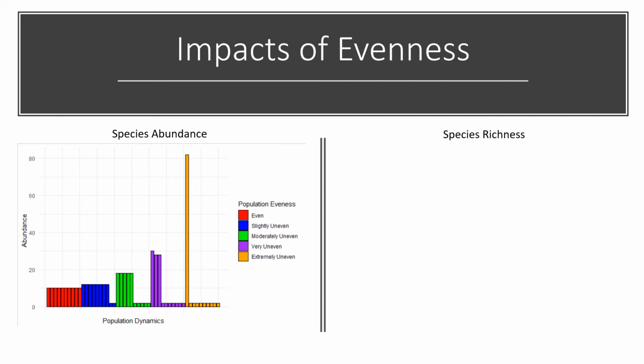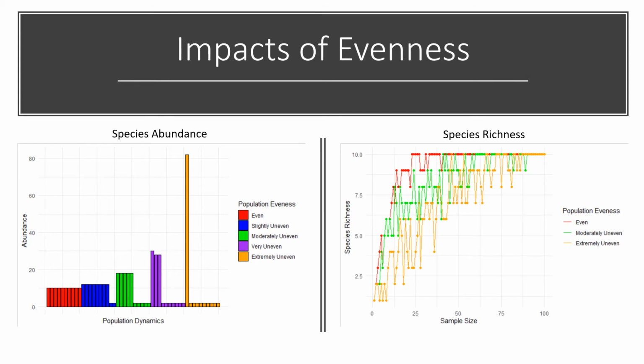And so after doing that and running it through the function, the thing that you most notice for the species richness is that the more even the population is, the faster the curve asymptotes, and you can be confident in the richness. Whereas the more uneven the population, the more samples you need before that curve starts to asymptote.